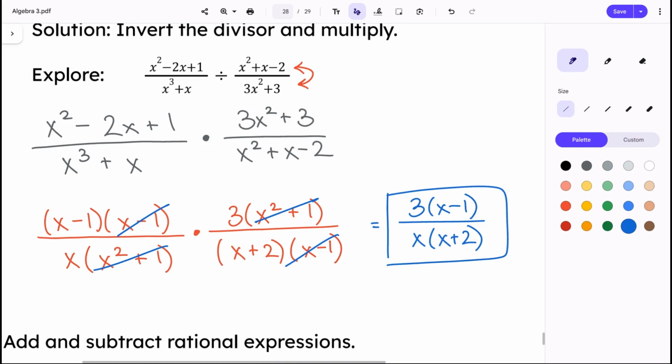All right. Any questions so far on simplifying those expressions, multiplying, dividing? Okay, I'm going to call it for today just because we're getting into adding and subtracting next, and I'm going to save that for the next class.